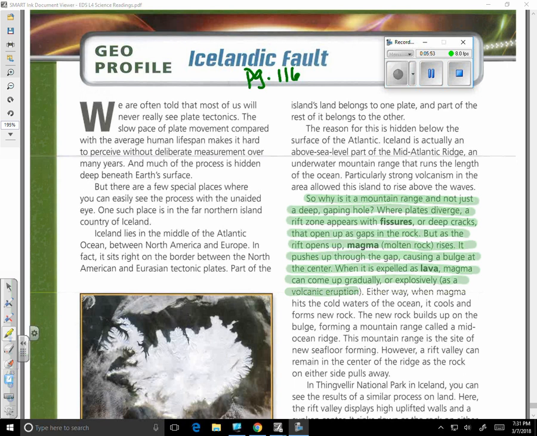Either way, when magma hits the cold waters of the ocean, it cools and forms new rock. The new rock builds up on the bulge, forming a mountain range called a mid-ocean ridge. This mountain range is the site of new sea floor forming. However, a rift valley can remain in the center of the ridge as the rock on either side pulls away.